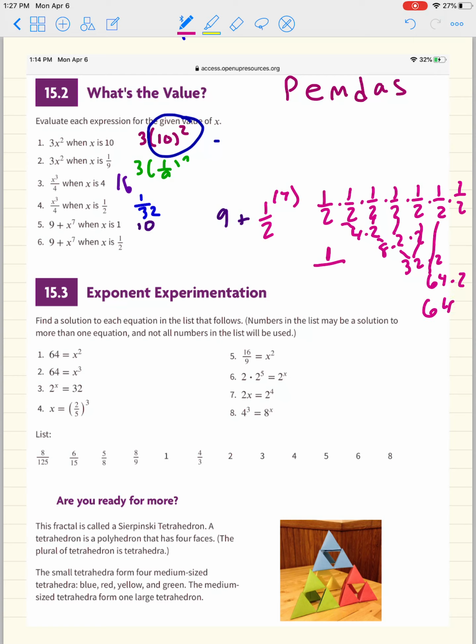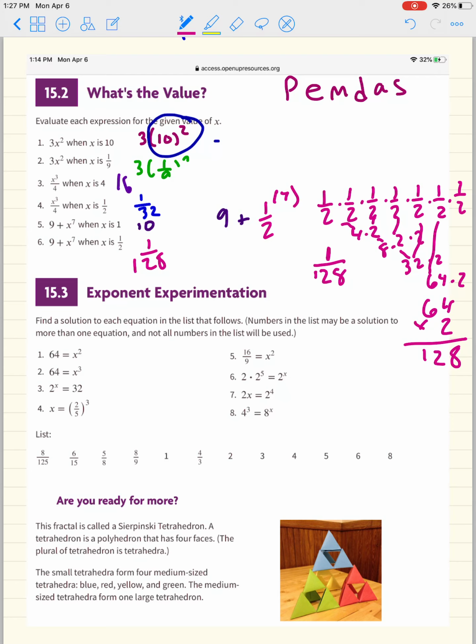Okay, 64 times 2 is 128. So we're going to end up with 1 over 128 as our answer. Okay, I'm just going to double check my work to make sure that I did 2 to the 7th power, not 2 to the 6th.